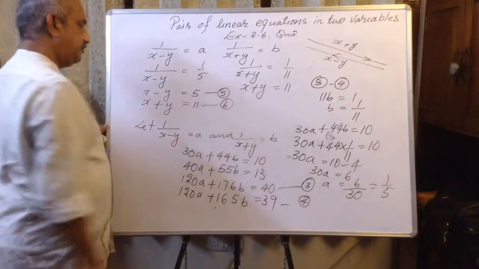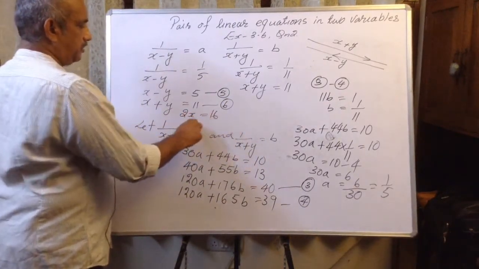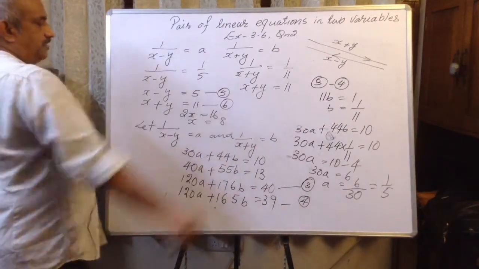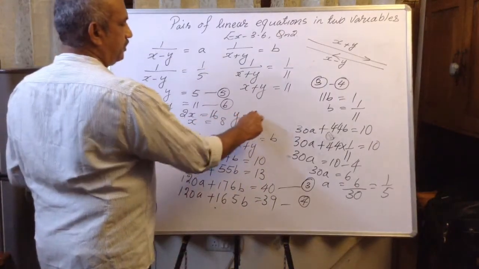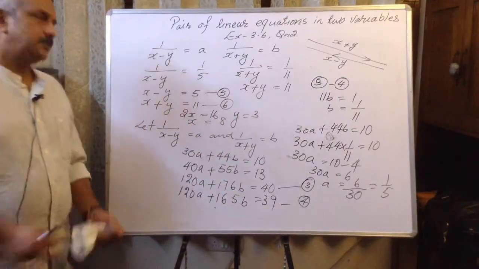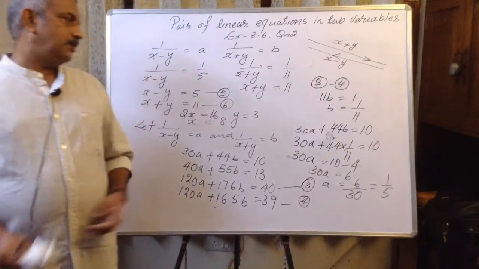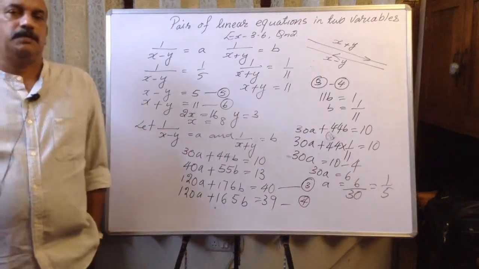Add both: 2x is equal to 16, x is equal to 8. Now x plus y is equal to 11, and out of that x is 8, that means y is equal to 3. Therefore, the speed of the boat is equal to 8 km per hour and the speed of the stream is 3 km per hour.